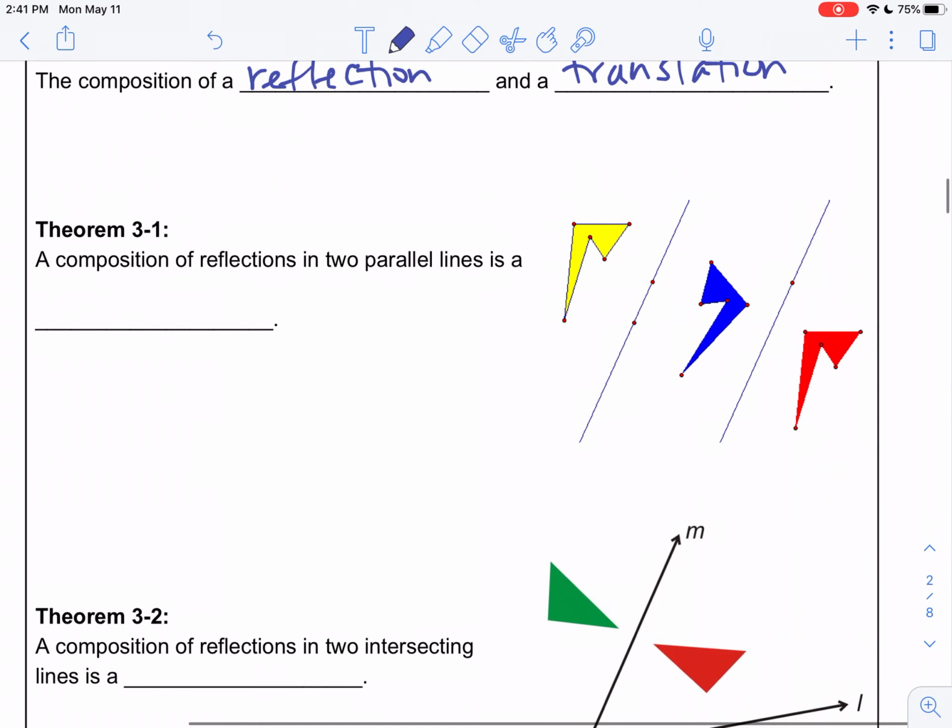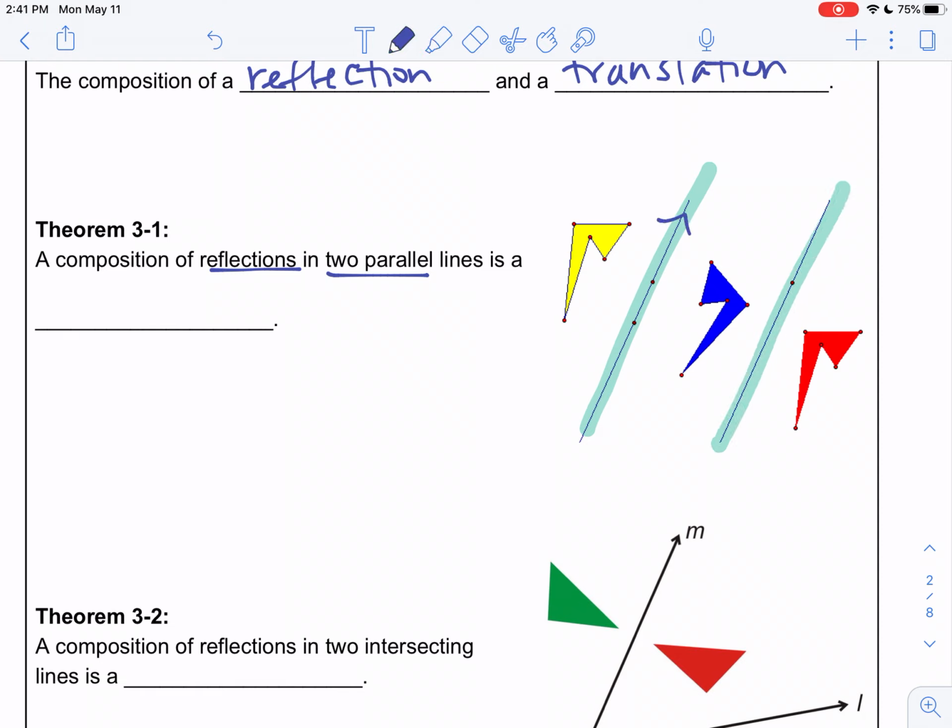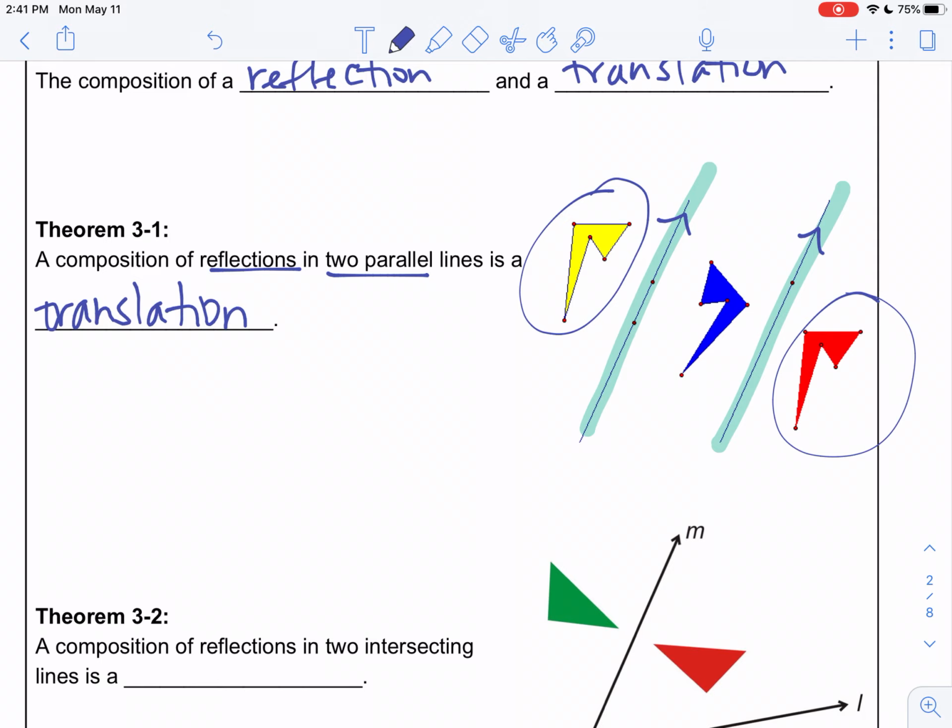All right, Theorem 3.1 from our textbooks. If we have a composition of reflections in 2 parallel lines, so we have 2 parallel lines. Okay, remember, we might mark those up with some arrows. If we reflect over 2 parallel lines, we start with the yellow guy, we end with the red guy. Take a guess, what do you think that's going to be? Okay, that's right. Hopefully you said a translation. So if you do 2 reflections over parallel lines, the result is just a single translation.